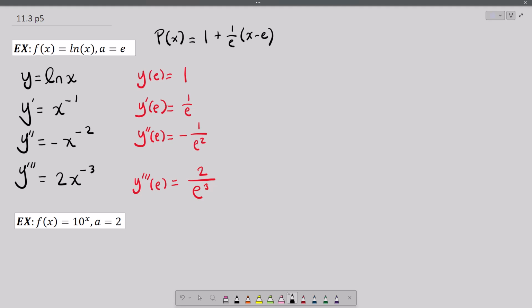Best quadratic approximation, we're going to have 1 over e squared, but then we have to stick in a 2 factorial and an x minus e to the 2. And then our next term is going to be positive 2 over e cubed multiplied by 3 factorial. And then x minus e cubed. And we want a Taylor series, so we make sure to put the plus dot dot dot.